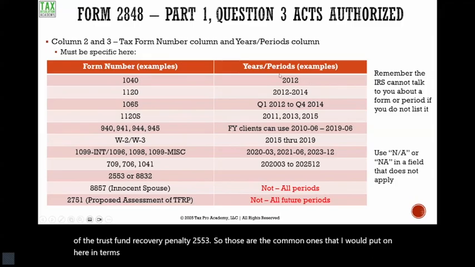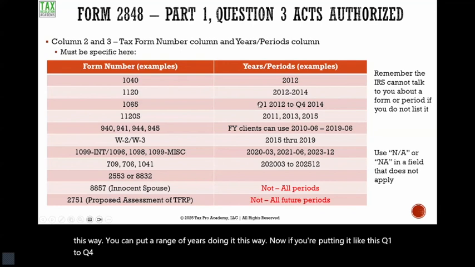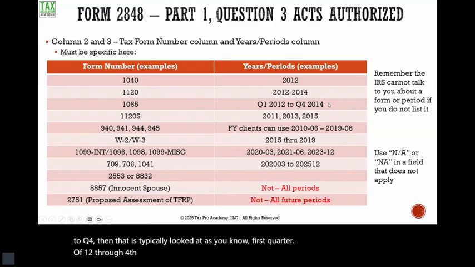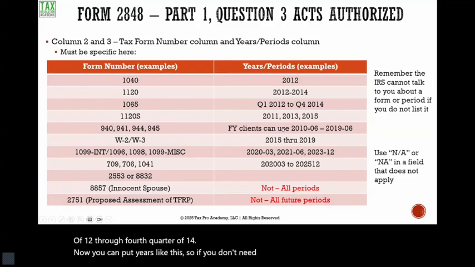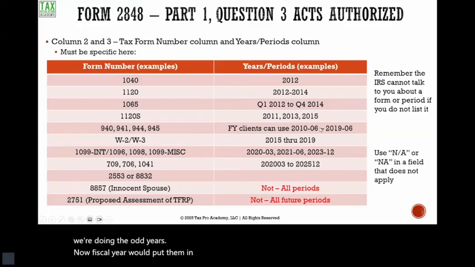In terms of periods, you can put a single year. You can put a range of years doing it this way. Now, if you're putting it like this, Q1 to Q4, that is typically looked at as first quarter of 12 through fourth quarter of 14. You can put years like this. If you don't need every year, you can put, in this case, just the odd years. Fiscal years would go in this form, whatever their fiscal year end is in the range.